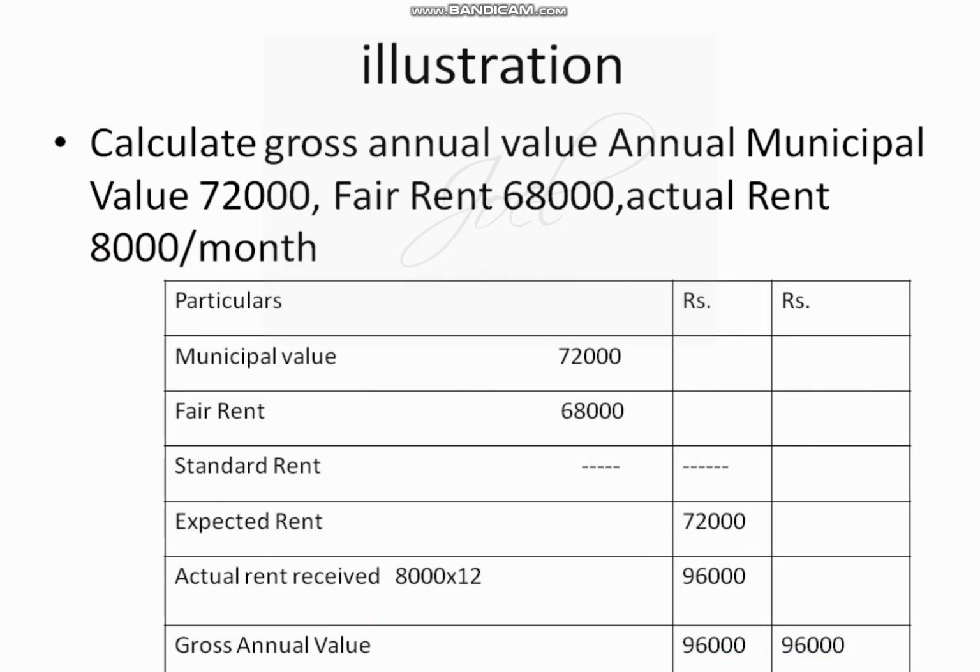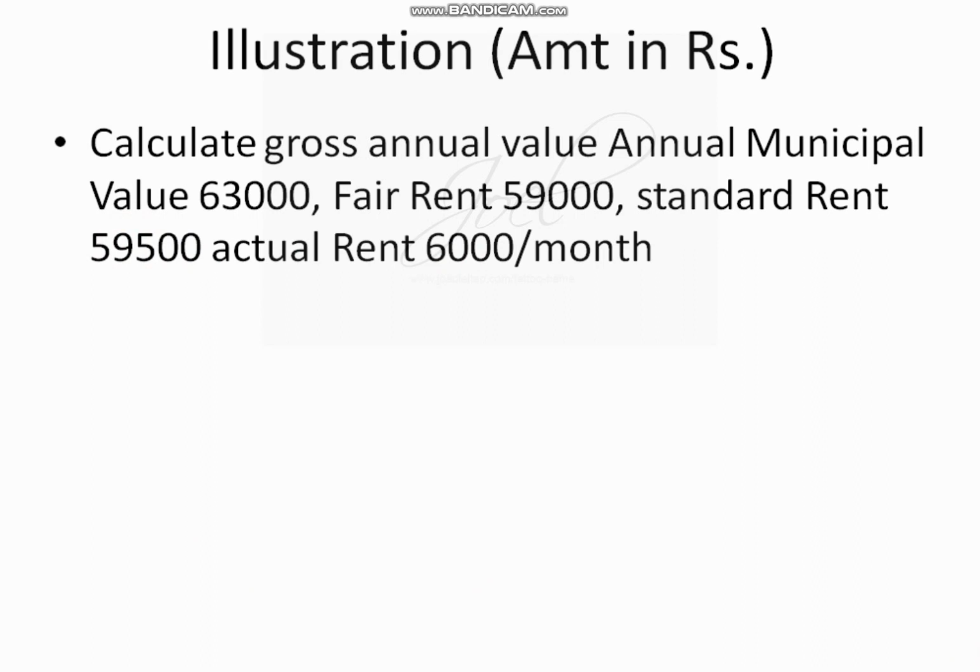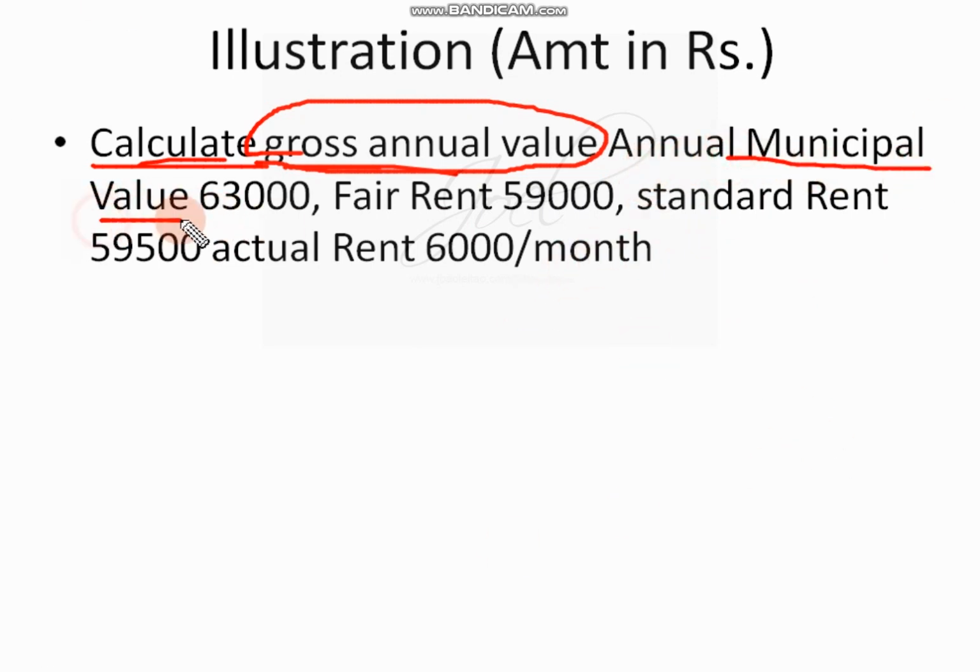One more illustration we'll see. Say all amounts are in rupees. In the previous problem also it was the same thing. Whenever it is a problem, first I have to find out what is asked. Here gross annual value is to be calculated. So what amounts do I need? Municipal value is given, fair rental value is also given, and standard rent. In the previous problem standard rent was not there, here standard rent is given, and actual rent is also given, 6,000 per month.